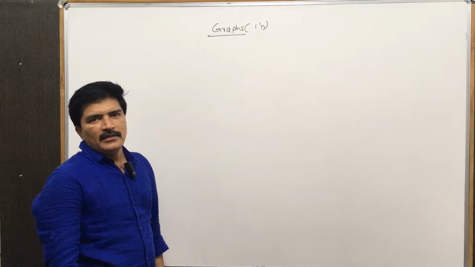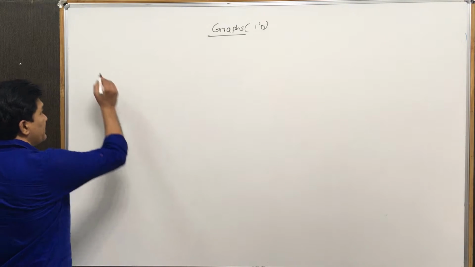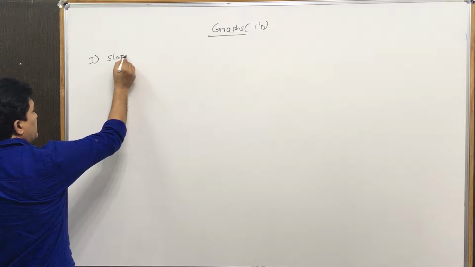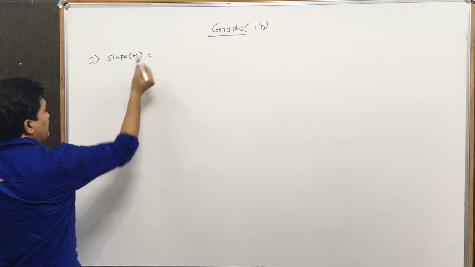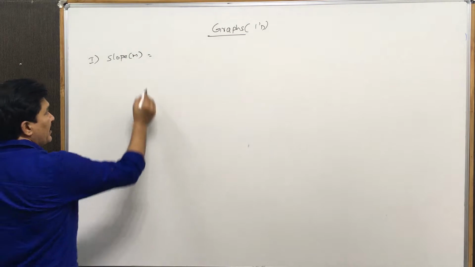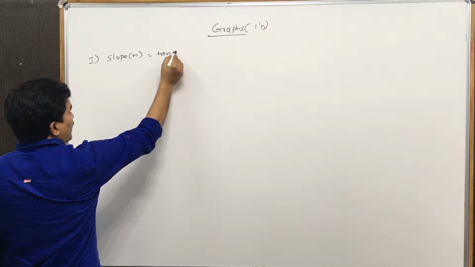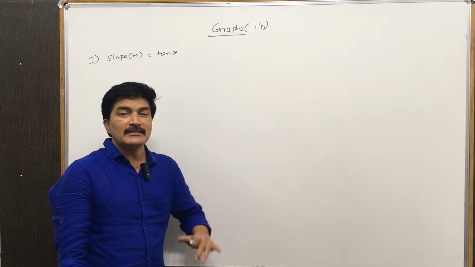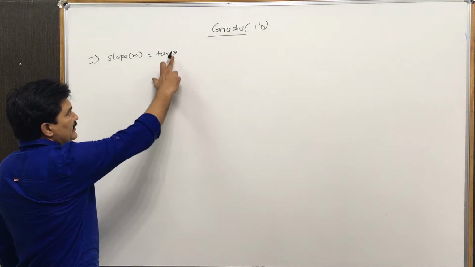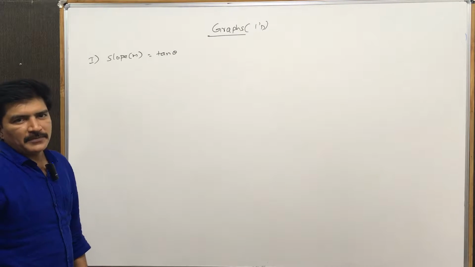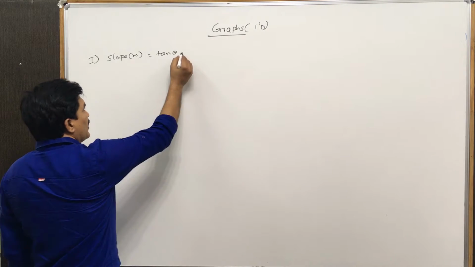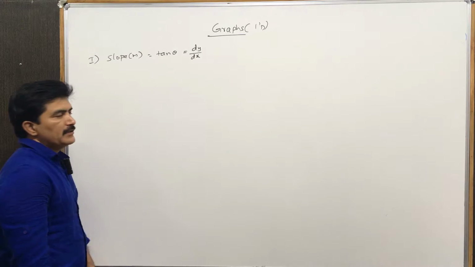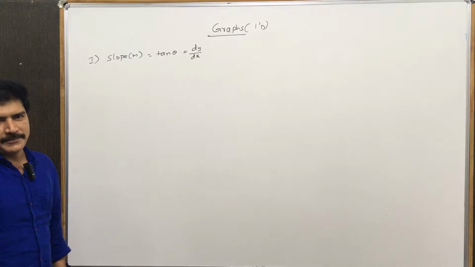So, first of all, let us discuss slope. Usually this is represented by the letter m. It is defined as tan of the angle made by the graph with the positive x axis, where theta is the angle made by the graph with the positive x axis. It is also written as dy by dx, meaning the slope of the tangent drawn at that point.